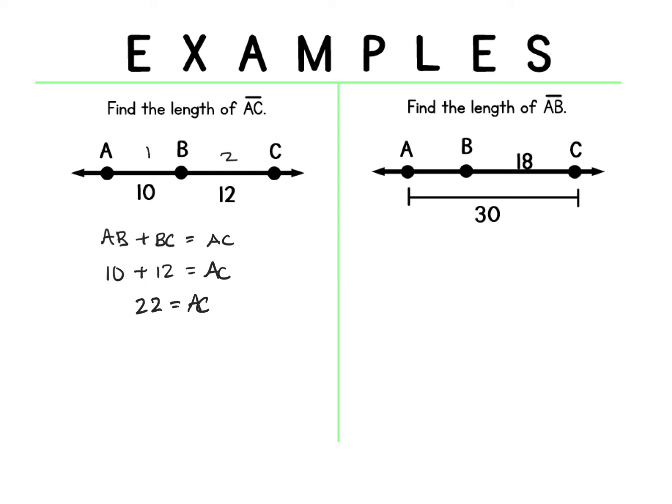All right, so now let's try something a little different. It says find the length of AB. Well, AB here is our unknown. That's going to be part 1, which I'm going to call X because we don't know what it is. We've got part 2, and then we have the whole length. So AB plus BC is going to equal AC. So X plus BC, which is 18, equals our whole thing, which is 30. Now it's just an algebra problem. I can subtract 18 from both sides, and I have X equals 12.